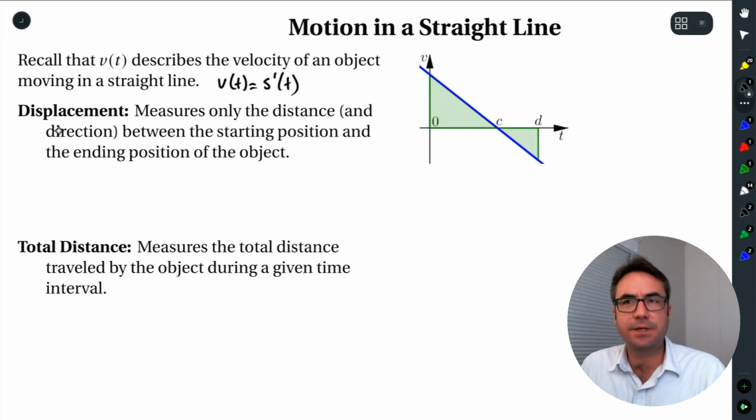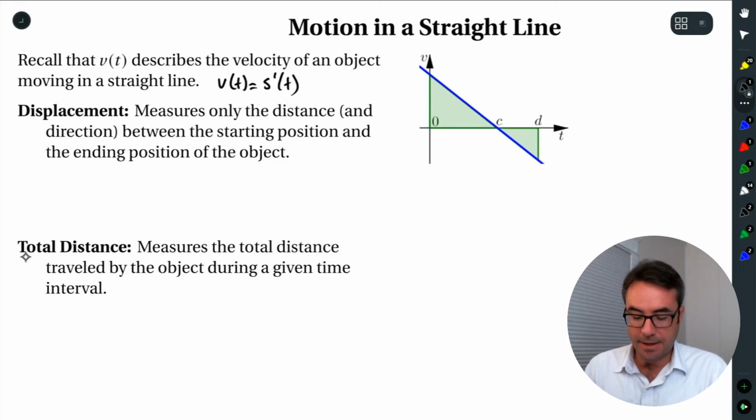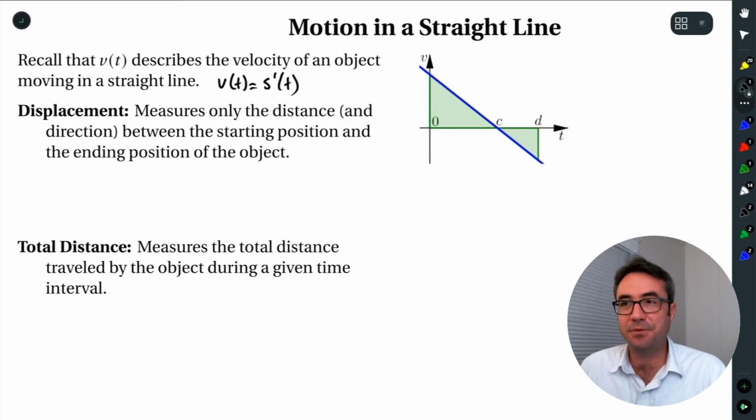For the most part, the rest of this lesson is going to involve looking at displacement for an object moving in a straight line and the total distance traveled by an object moving in a straight line. These are two slightly different quantities that we're going to be looking at, but also very similar to something we've done before. All right, so to help with this, we have a little example here.